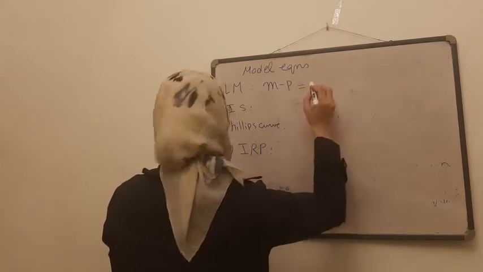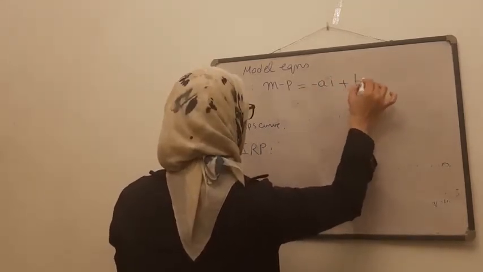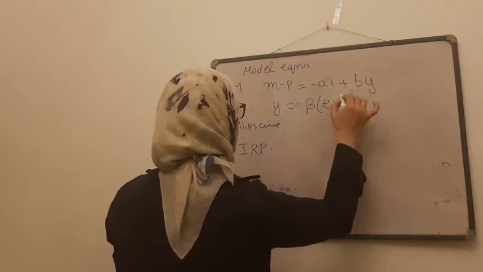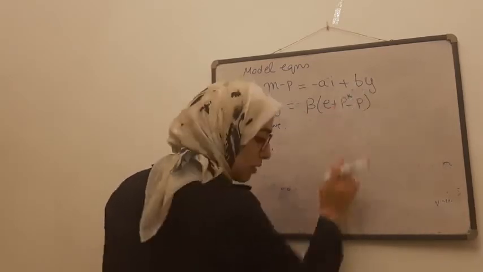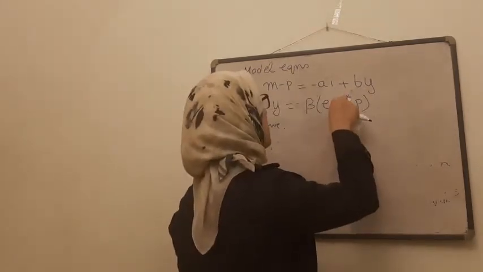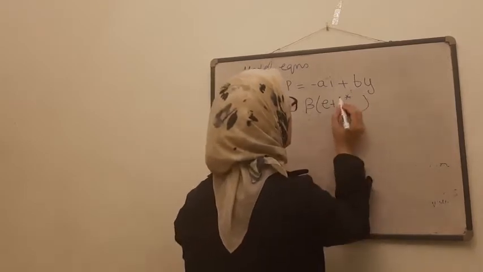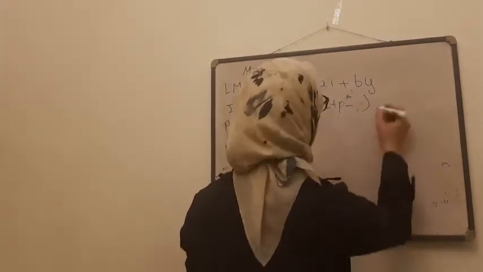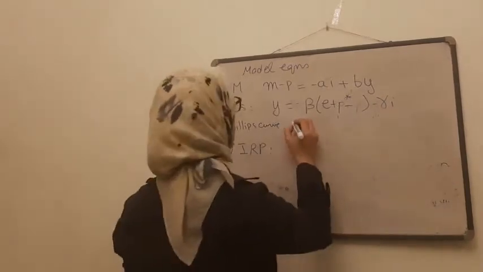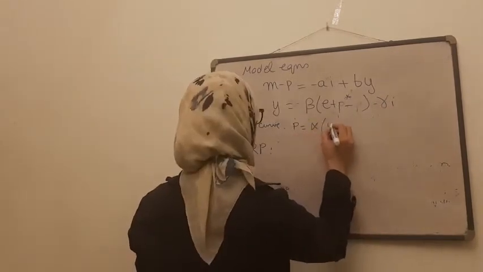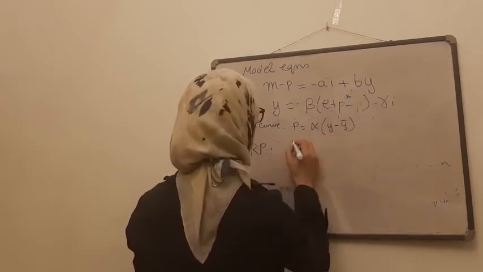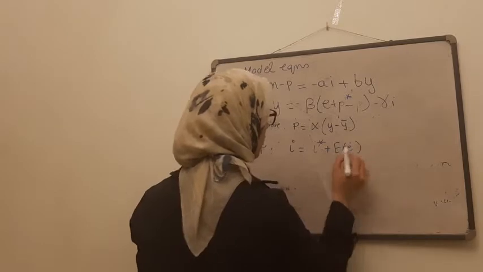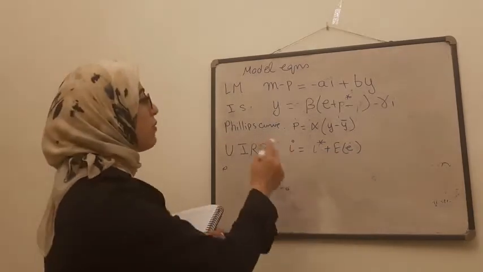M minus P, this is real money supply, equals minus A I plus B Y. The IS: Y is equal to beta times (E plus P star minus P). These are little letters. All the variables are written in small letters because they denote logs of variables. Minus gamma I. And then you have P dot equal to alpha times (Y minus Y bar). And finally, you have the uncovered interest rate parity: I is equal to I star plus the expected value of E dot. Okay? All variables are in logs.